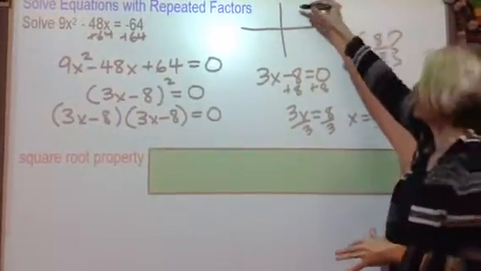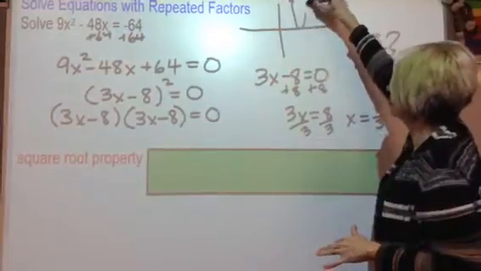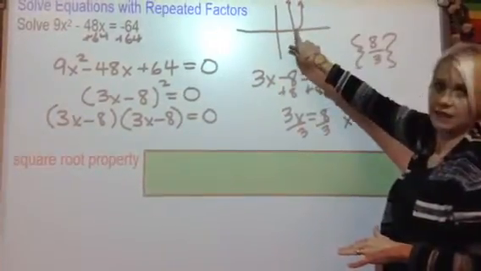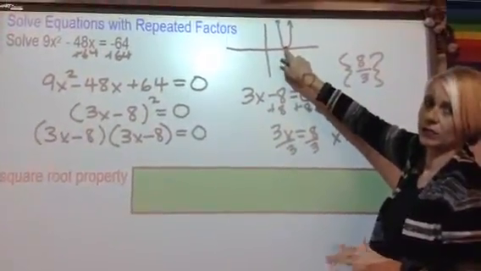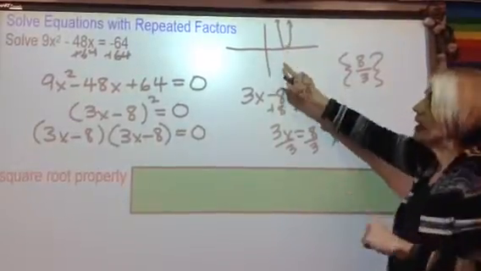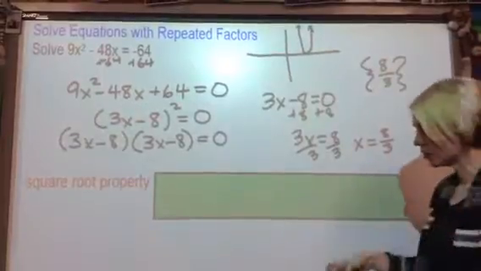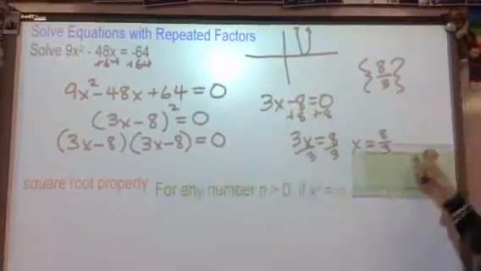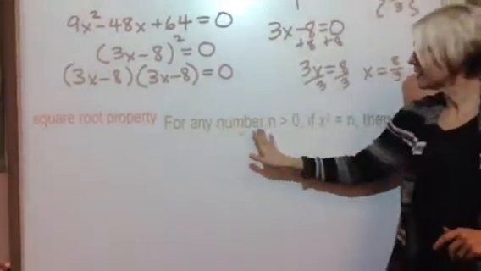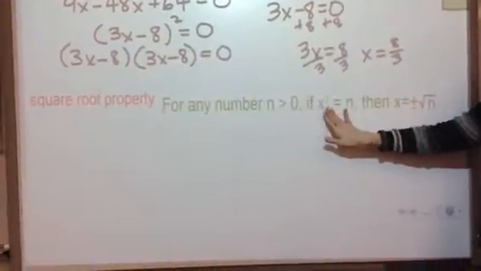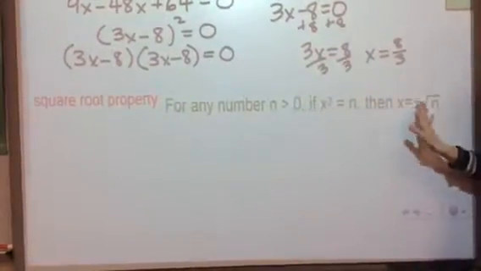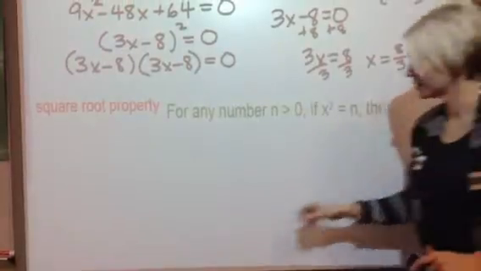Just to show you why it only has one solution, this is a parabola that's just sitting on an axis. That's why it only has one solution, because the parabola is only touching in one spot. Now if it's a square root situation like this, there is another thing we can do to solve, and that's called the square root property. And that's for any number that's greater than 0. If we have a perfect square, we can just use the square root to find a solution.